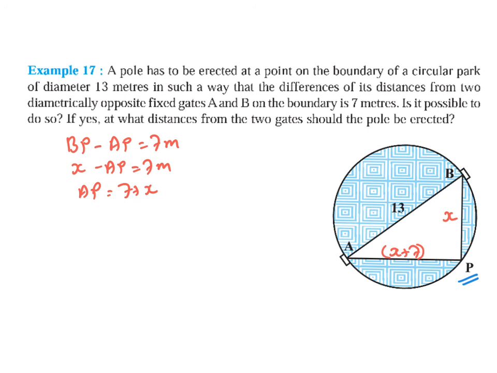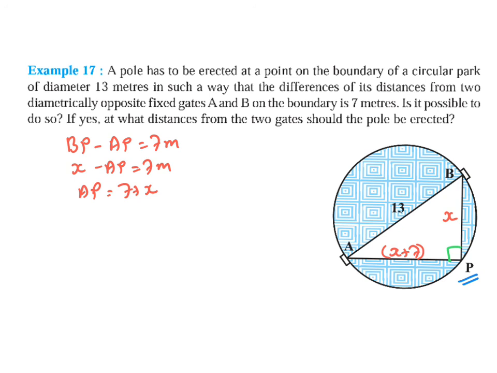Now the question says that this AB, the diameter, is 13 meters. Since AB is the diameter, can you tell me what this angle is going to be? Angle BPA is going to be 90 degrees. Why? Because we learnt in lower grades, in the properties of circles, that the angle formed at the circumference by the diameter is 90 degrees. Now this becomes a right angle triangle. Triangle APB is a 90 degree triangle. Can we apply the Pythagorean theorem? Remember the Pythagorean theorem? C squared is equal to A squared plus B squared.